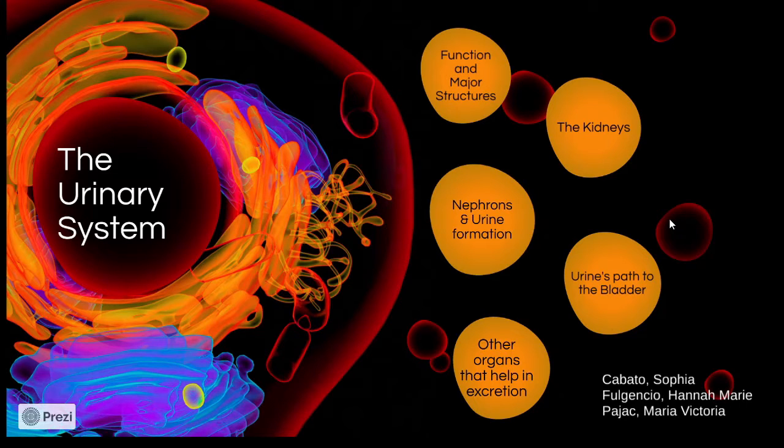Today, we are going to learn about the urinary system. So how does our urinary system work? Before we can answer that question, we will learn about the function and major structures of the urinary system, the kidneys, nephrons and urine formation, urine's path to the bladder, and other organs that help in excretion.